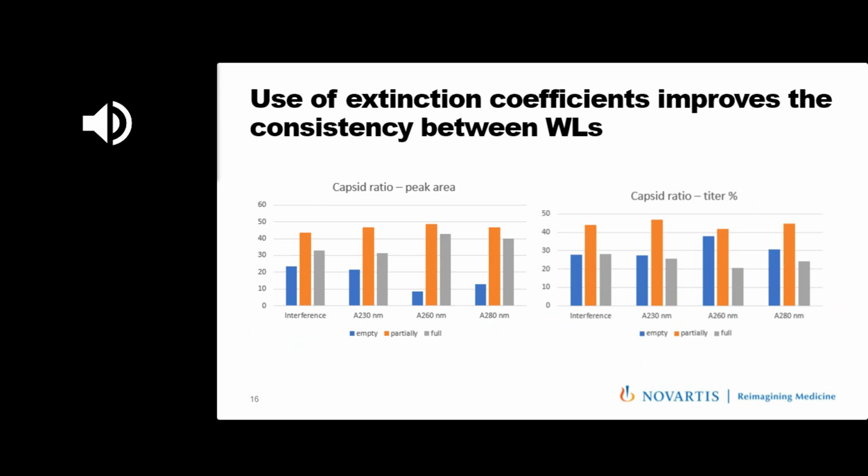When you do that, you can improve the consistency between your wavelengths, because you can then calculate the titer in percent, so the capsid ratio, which you see here on the right-hand side, becomes a little bit more consistent compared to just the raw peak area. But still, you see here in the bars, there is quite some variability between empty here in blue, partially filled in orange, and full here in gray. So the question is, can we do it better?